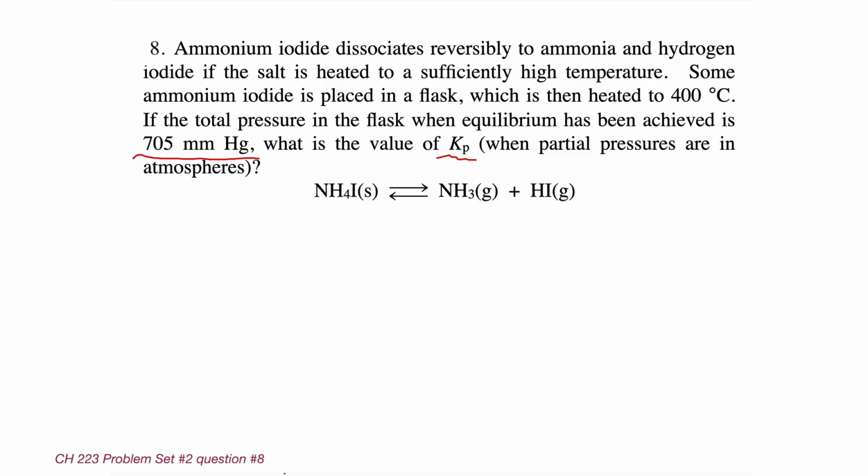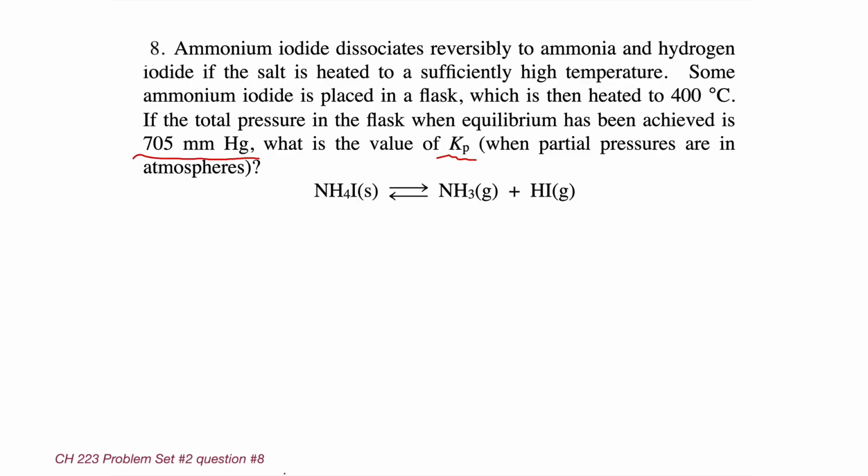And again, K sub P is almost always done in atmospheres. So if you look at this reaction, the solid ammonium iodide breaking down to ammonia, NH3, and HI, those are gases, but the initial thing is a solid. So Kp is literally going to equal the pressure of ammonia times the pressure of HI. So if we could just find those pressures, we'd be good.